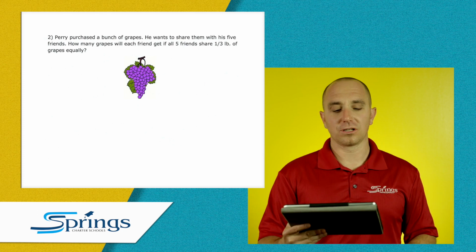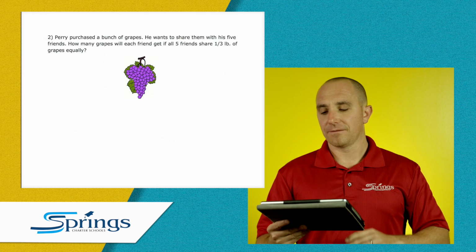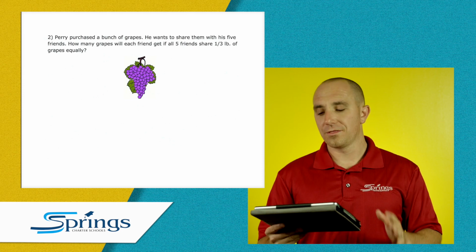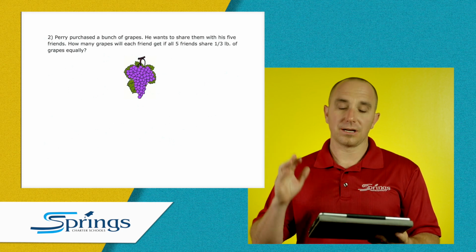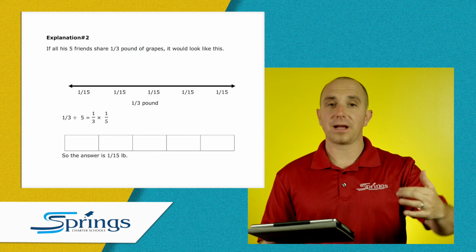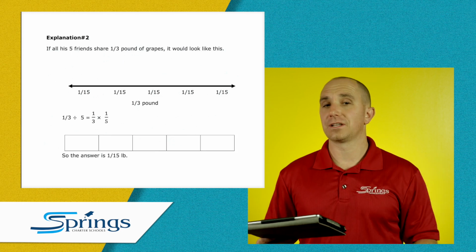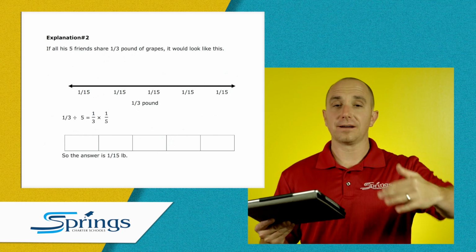All right, so another one here, we're talking about Perry, and he's purchased a bunch of grapes. He wants to share them with his 5 friends. How many grapes will each friend get if all 5 friends share 1/3 pound of grapes equally? So you have 5 friends sharing 1/3 pound of grapes. Again, you take the 1/3 pound of grapes and you divide it by the number of friends. You take 1/3 divided by 5. So essentially you take 1/3 divided by 5/1.